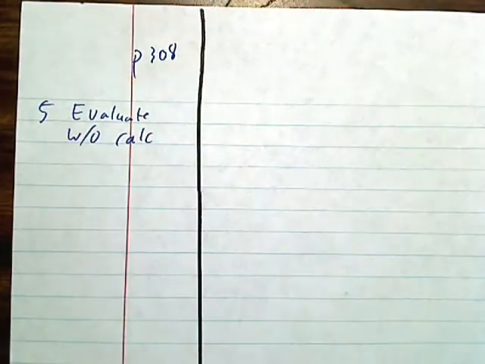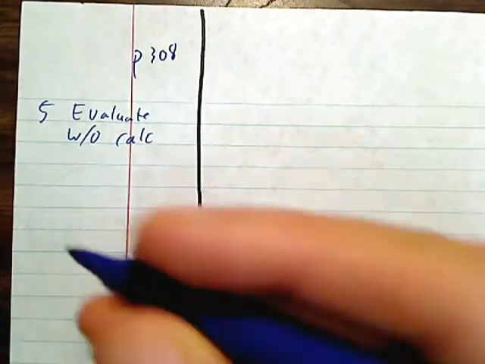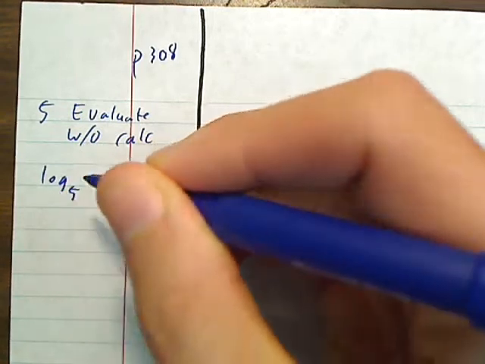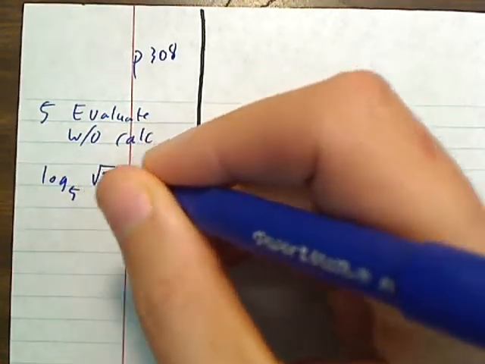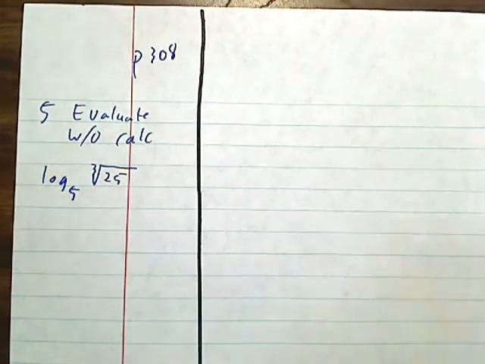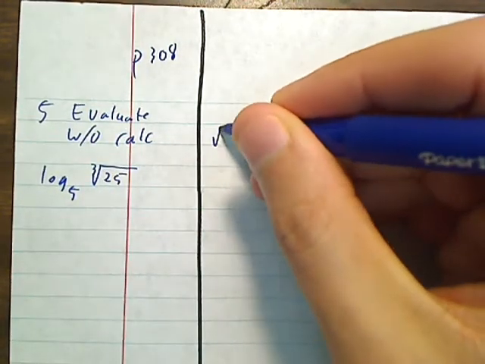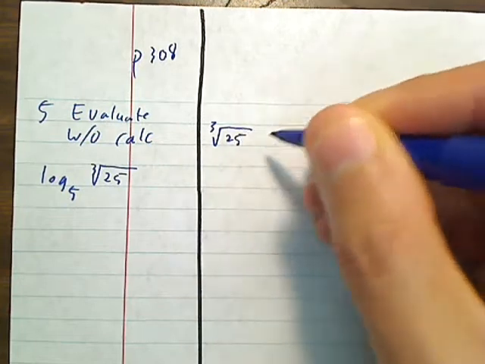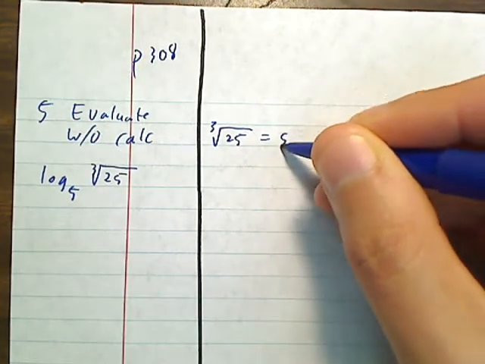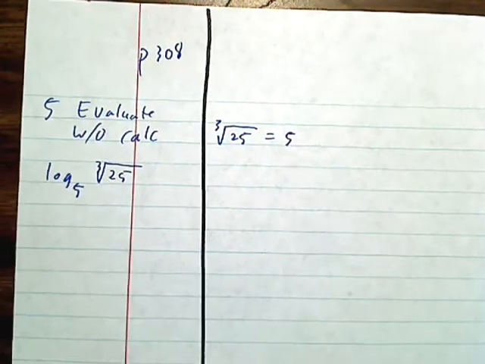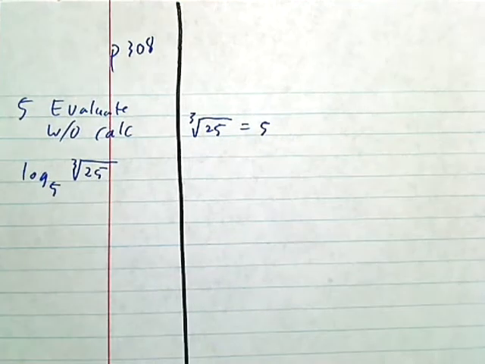Number 5 says evaluate without calculator. I abbreviate appropriately there. So the problem is log base 5 of the third root of 25. And to do this, I would write this expression, the third root of 25, as 5 to some power to start, and then it will be easy. So try to dig out those exponent rules. I'll be back with you in a minute. Go ahead and pause.